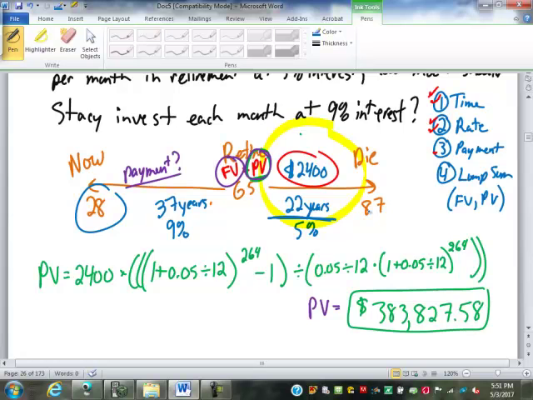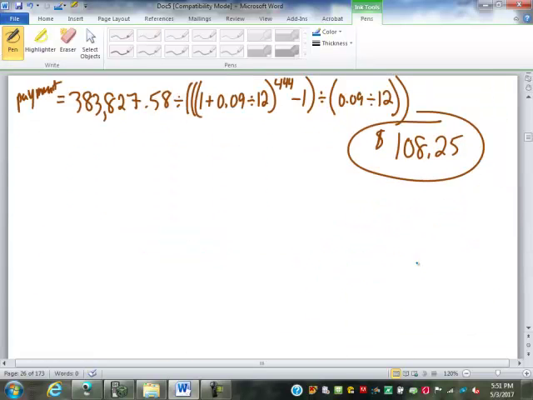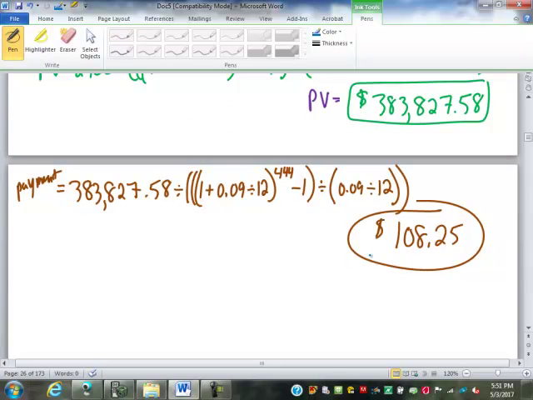And still, they only had to pay in $108 a month, $110 a month in order to draw out $2,400 a month. I'm sure $110 a month, I know I spend that on food I shouldn't be eating, that's for sure.